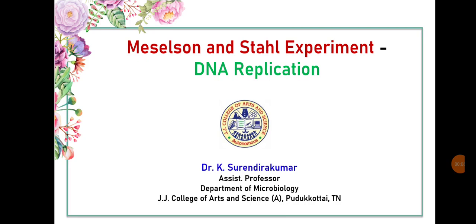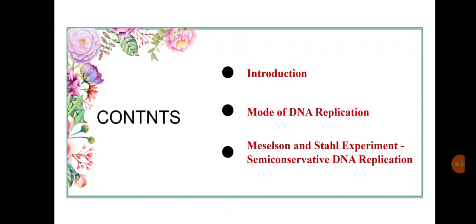Today, we are going to discuss the semi-conservative method of DNA replication, that is, the Meselson-Stahl experiment of DNA replication. This experiment was published in PNAS, Proceedings of the National Academy of Sciences USA, in the year 1958. This concept helped cement the concept of the double helix of Watson and Crick.